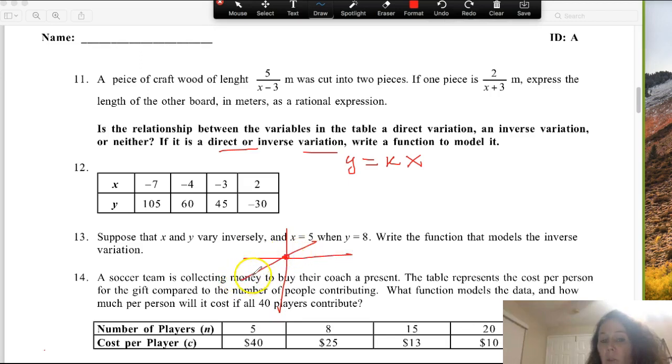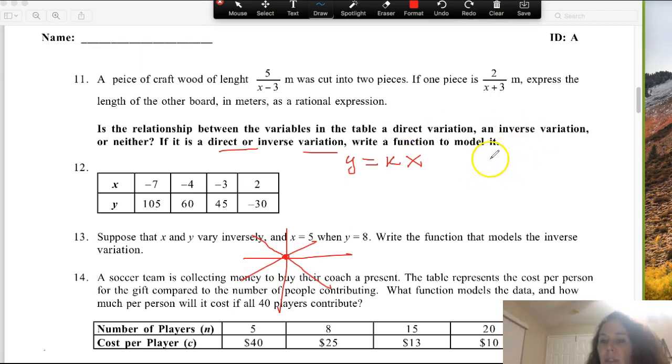As one increases, the other increases, or as one increases, the other decreases. These are both direct variation. As x increases, y could decrease. As x decreases, y could increase. So it could have a negative constant or a positive constant.